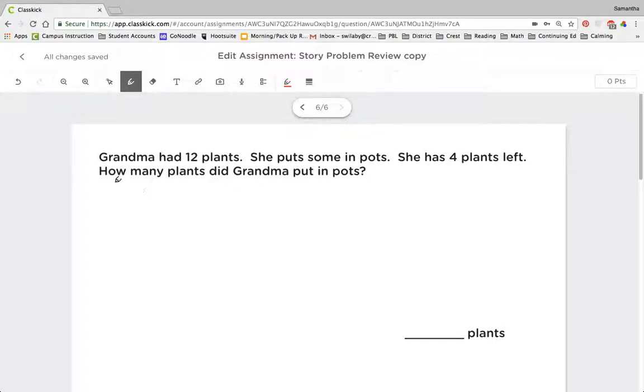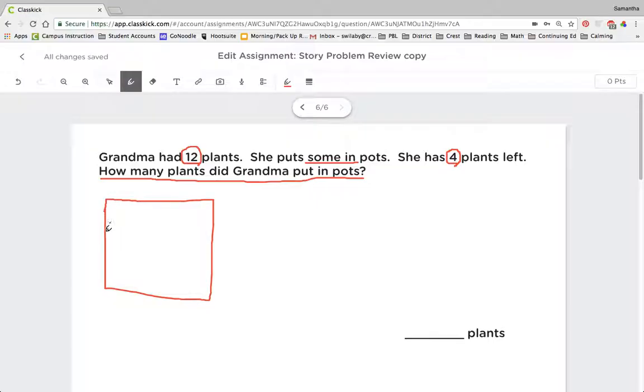So the question is asking us how many plants did Grandma put in the pots? Let's look at what we know. We know that she had 12 plants. We also know that she put some in pots, but we don't know how many. And then at the end, she has 4 plants left. So we have the whole which we start with, which is 12. She has 12 plants total.